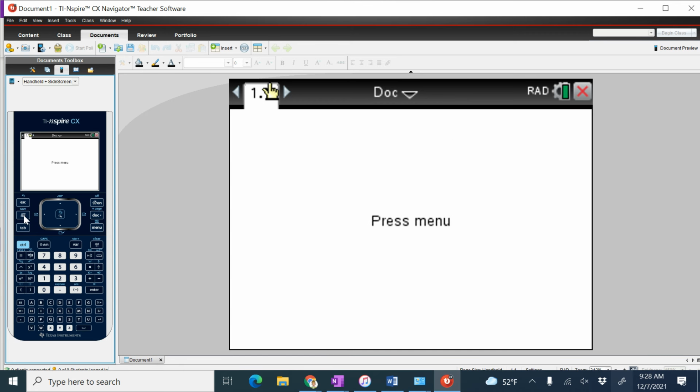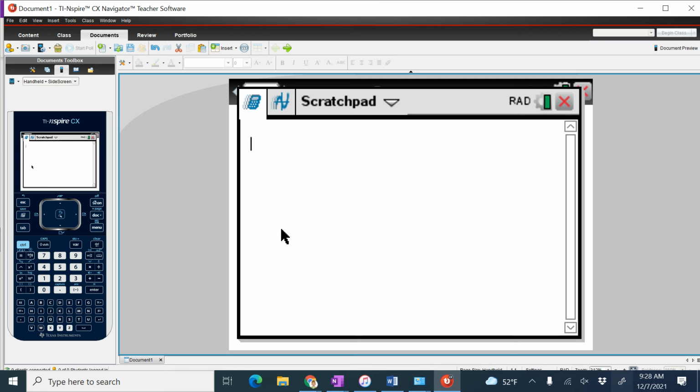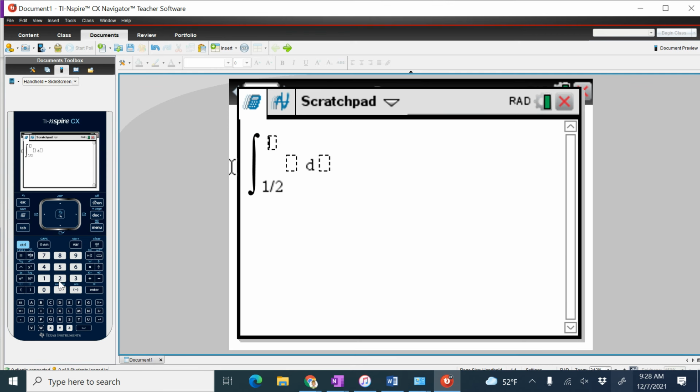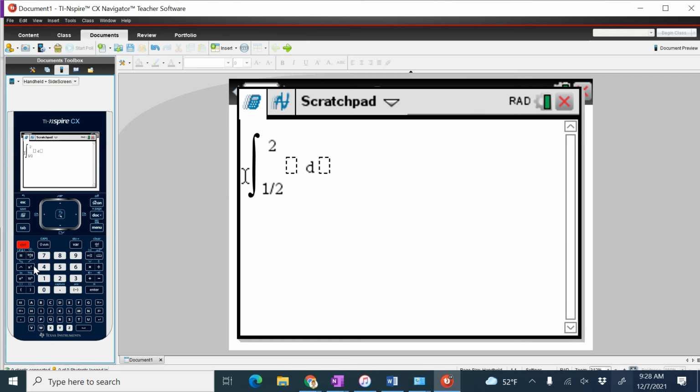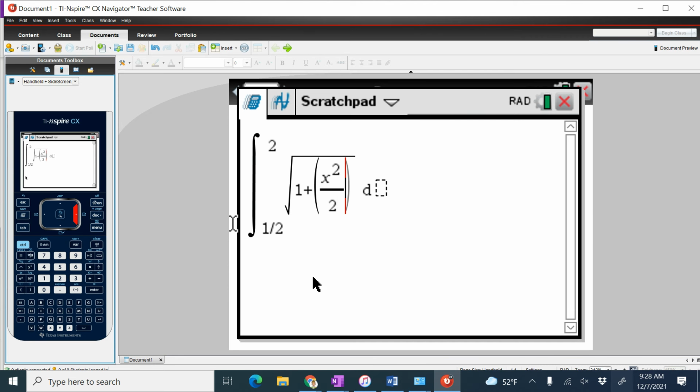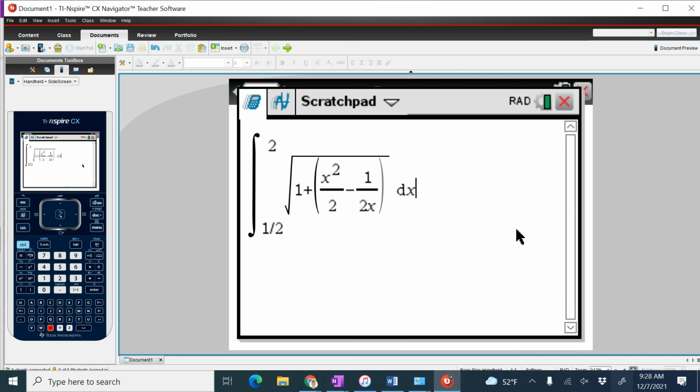All right, I'm going to go here. So shift plus 1/2, 2, square root of 1 plus, I'm going to use some parentheses, x squared over 2 minus control divide 1 over 2x and dx. Oh, I missed a squared, didn't I?